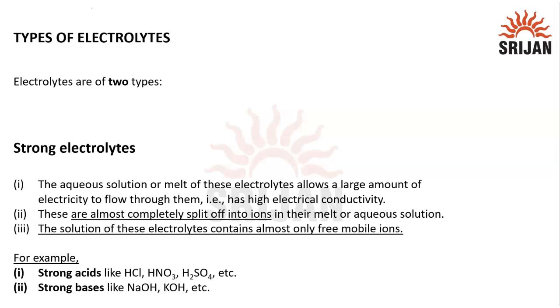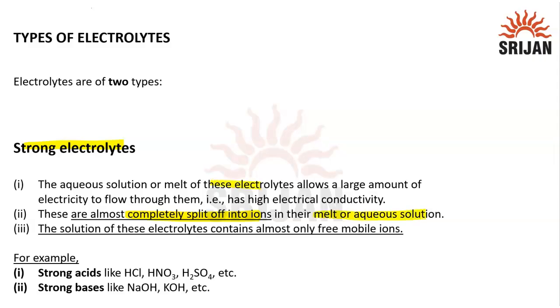In this video, we'll learn about types of electrolytes. Electrolytes are of two types. The first one we have is strong electrolyte, and the second is obviously weak electrolyte. So strong electrolytes are simple. They completely split off into ions in their aqueous solution.